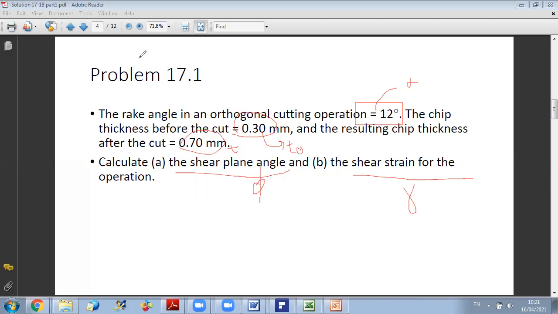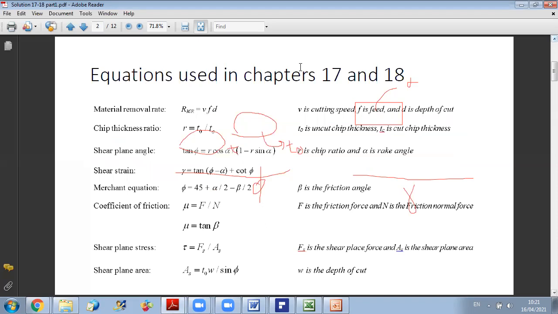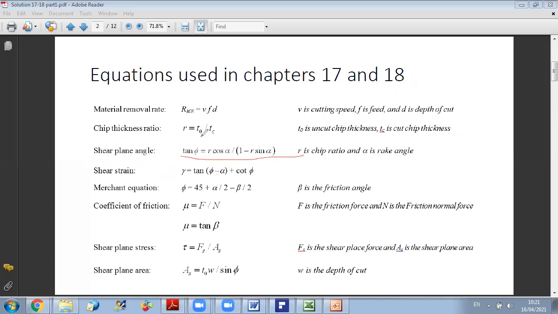So if I go back to my equations, the shear plane angle is given by the following expression. In the given data, they gave me t0 and tc. So the first step will be to calculate the chip thickness ratio. Then I substitute r by its value, and the rake angle is 12 degrees. So I have everything. I can calculate the angle phi by doing tangent inverse of the result. Now, concerning the shear strain, once I find phi, and alpha is already given, I replace the phi obtained from this equation here. I can then get the value of the shear strain.